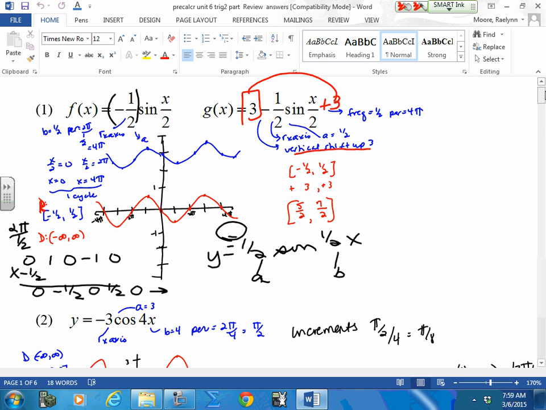Now, we did this to figure out your highs and your low points. We also started, watch, here's your range. This is your original sine curve. Our amplitude went to 1/2, so multiply this by 1/2.